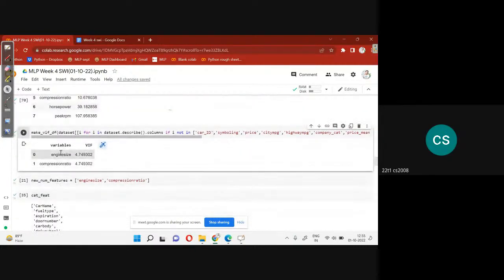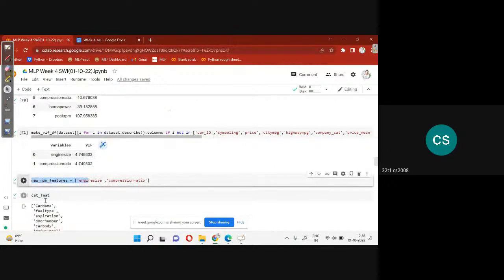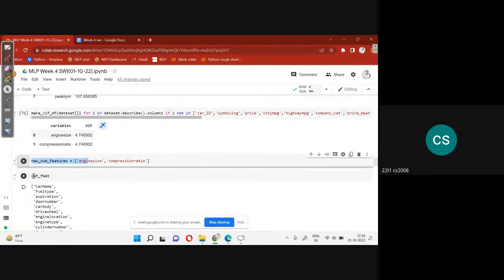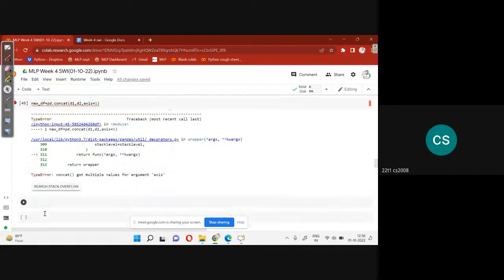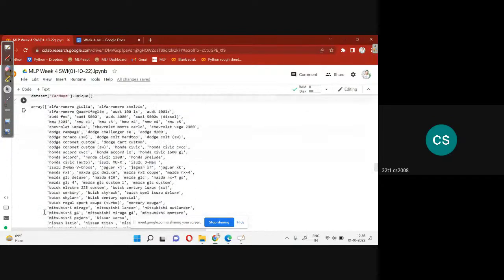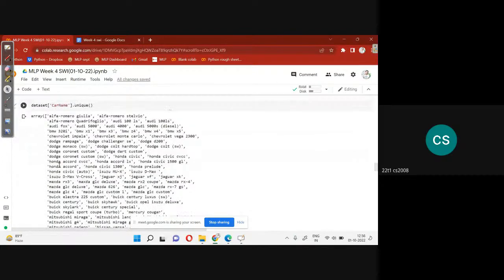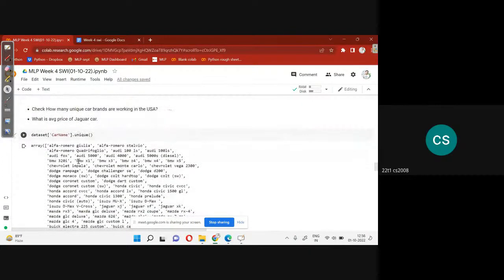After that, what you have to do from here is take these two numerical features, see what categorical features you have, and merge them. Create the new data set, and you can use this new data set to create a model. We had also done some feature engineering.